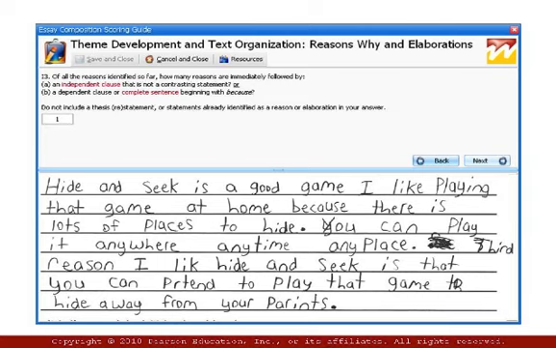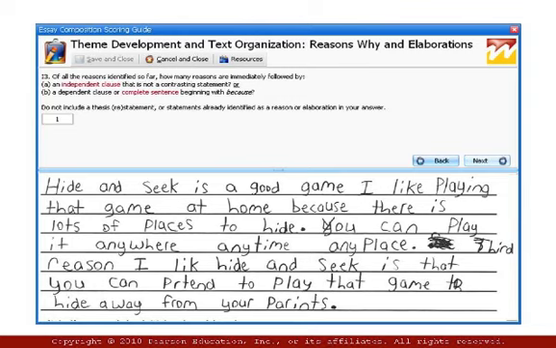This was your first one, the third reason, and this is the end of that sentence. So nothing follows that first reason, the reason we identified based on criterion D. The second reason we identified based on criterion I: I like playing that game at home because there is lots of places to hide. Immediately following that reason is a complete sentence: You can play it anywhere, anytime, any place. That is an elaboration for this reason we identified based on criterion I.